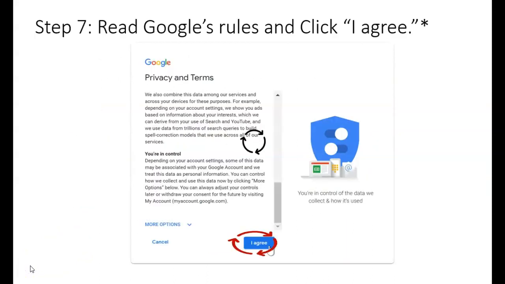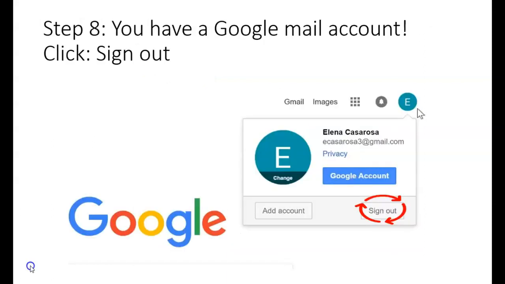Step 7 is read Google's rules and click I agree. This just tells Google that you agree to abide by their terms for privacy and usage. Click the blue rectangle that says I agree. And now you have a Google Mail account. You are now the proud owner of a Gmail account. So click Sign Out, because remember, you want to sign out of your private accounts on all shared devices.